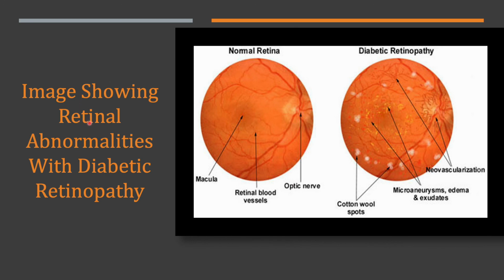Imaging shows retinal abnormalities with diabetic retinopathy for your reference. On your left is a normal retina. On your right is a diabetic retina, and it has the cottonwool spots, the microaneurysm, edema, exudates, and neovascularization.